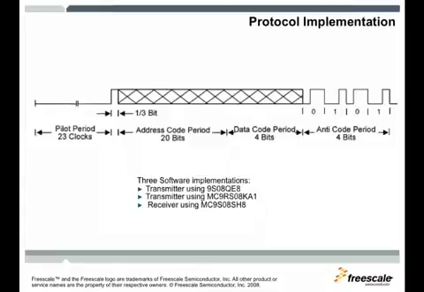The implemented communication protocol uses a unique fixed code to identify each key fob. The transmitted frame is composed of four sections. The pilot period, indicating the beginning of a frame. An address code period. This is the ID that identifies the transmitter. The data code period, that contains the message or button pressed. Lastly, the anti-code period, consisting of 4 defined bits indicating the end of a frame.